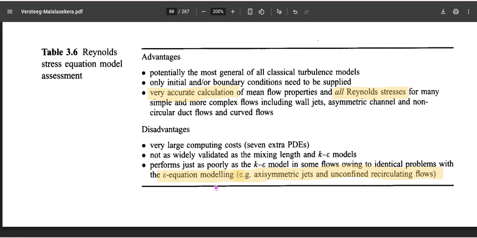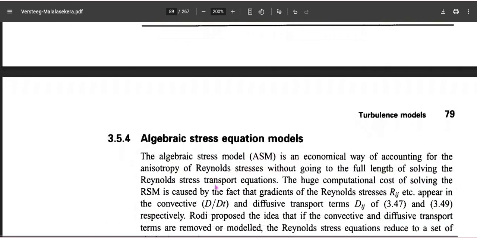Hopefully we will come up with a further turbulence modeling lecture, possibly describing the algebraic variations of the Reynolds stress equation, in the next video. Thank you.